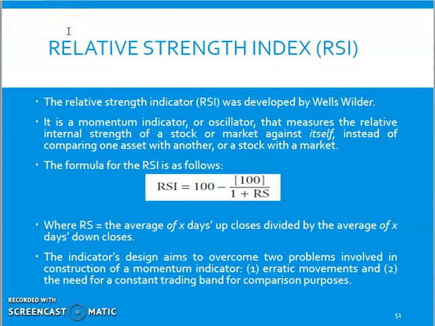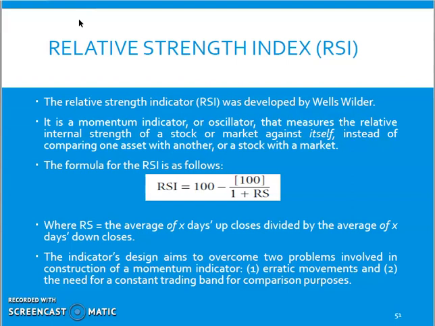Okay, I will explain about one of the popular indicators known as the Relative Strength Index, or RSI. What is RSI? RSI was developed by Welles Wilder in 1978. RSI is one of the best indicators being used by many chartists and traders. RSI is a momentum indicator or oscillator that measures the relative internal strength of a stock or market against itself.